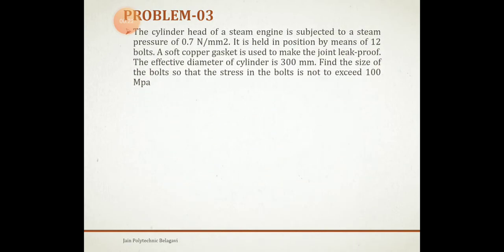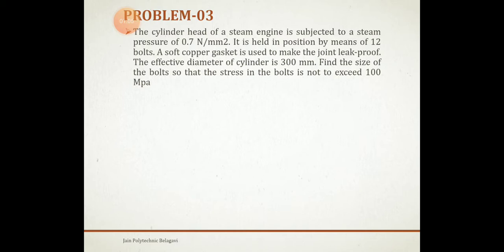I'll read out the problem. The cylinder head of the steam engine is subjected to a steam pressure of 0.7 Newton per mm square. The steam pressure is given and it is held in position by means of 12 bolts. In the previous problem you calculated the number of bolts or studs. In this problem they have already given you the number of bolts, that is 12. Next, a soft copper gasket is used to make the joint leak proof. A gasket made of copper is given for a leak proof joint.